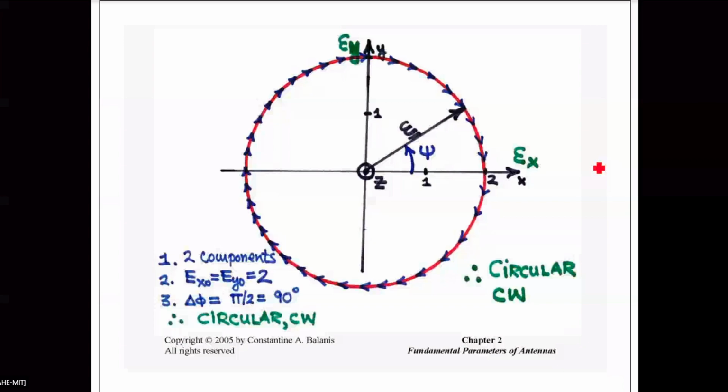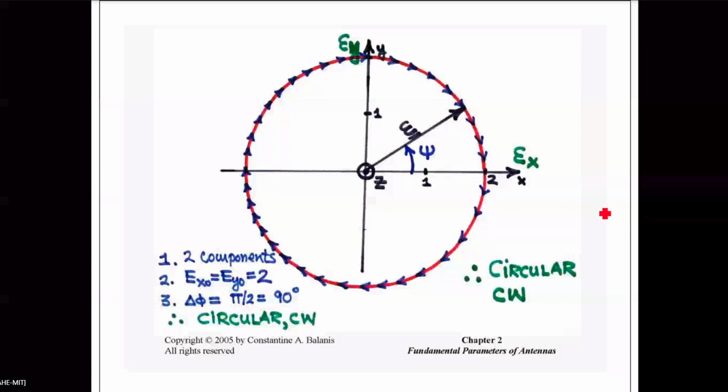So what is the condition? I have told you the condition: delta phi should be plus or minus half n into pi by 2. Have you understood this? Yes, sir.